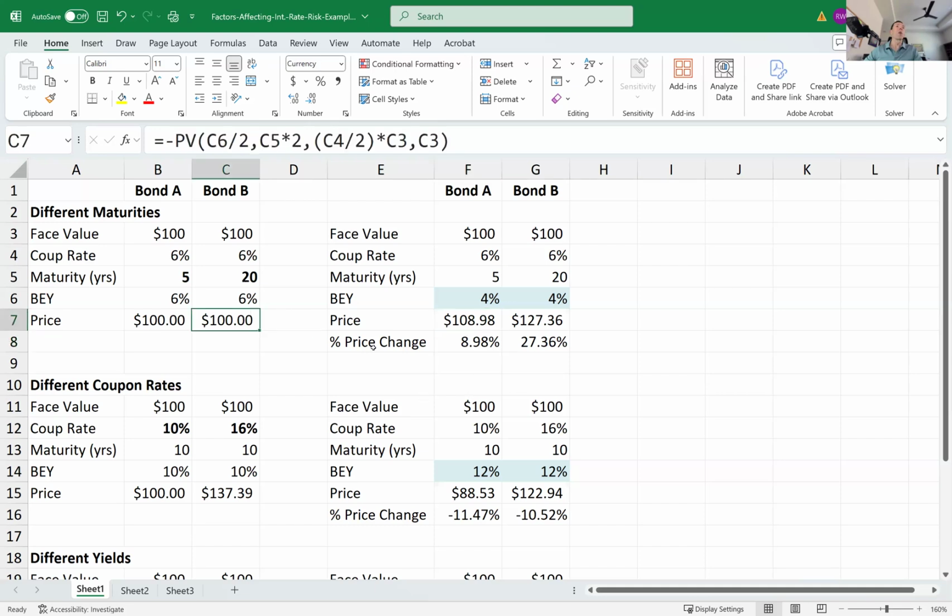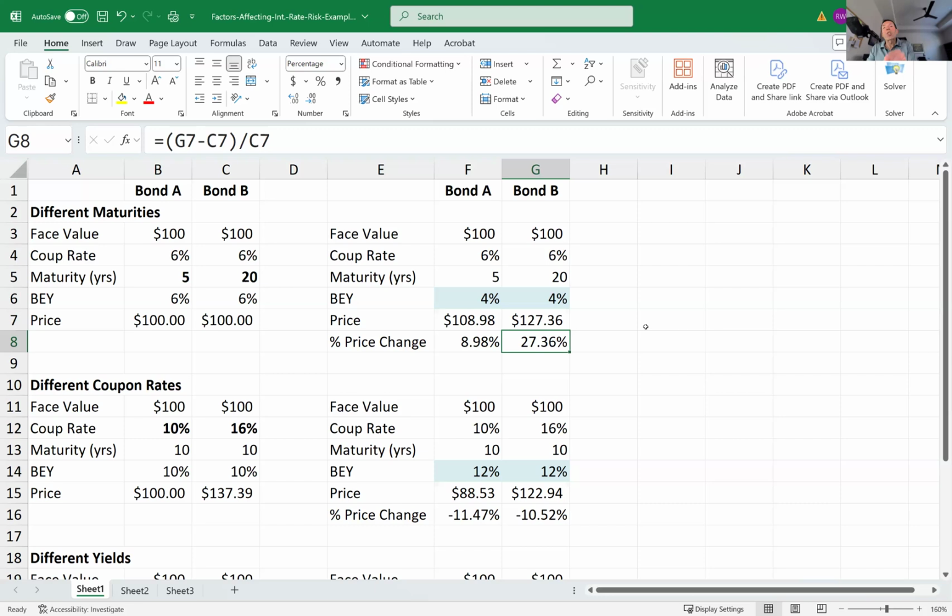Bond B, the price goes up from 100 to 127.36. It goes up by 27.36%. So clearly, whether interest rates go up or whether interest rates go down, Bond B's price will be more sensitive to changes in interest rates than Bond A's will be. So we would say Bond B has more interest rate risk. Okay. More volatility is more risk.